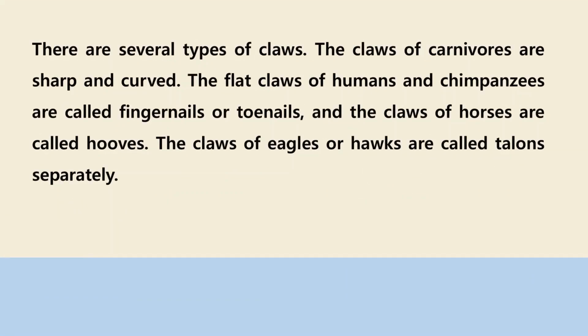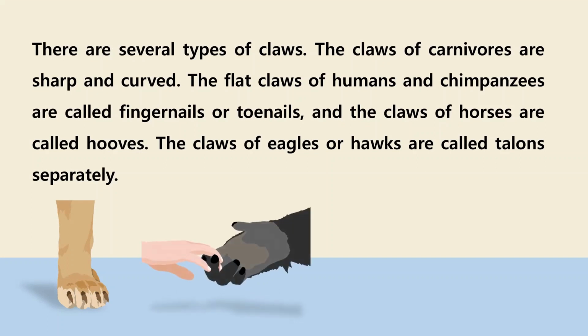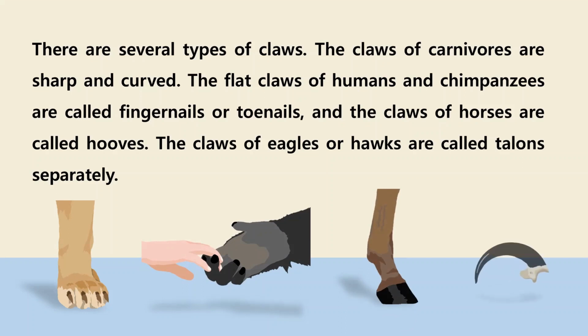There are several types of claws. The claws of carnivores are sharp and curved. The flat claws of humans and chimpanzees are called fingernails or toenails, and the claws of horses are called hooves. The claws of eagles or hawks are called talons separately.